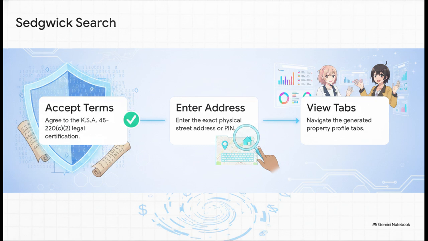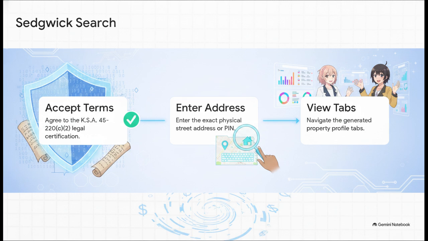Before you even get a search bar, you have to agree to a mandatory legal certification, promising you aren't going to use the data for telemarketing. Once you clear that, Step 2 is typing in the exact physical street address or the unique parcel identification number, the PIN. Hit search, and boom.